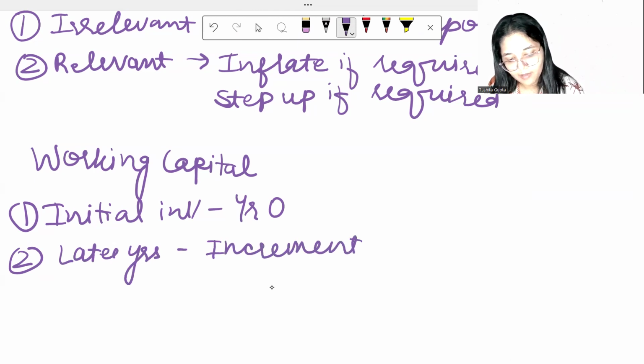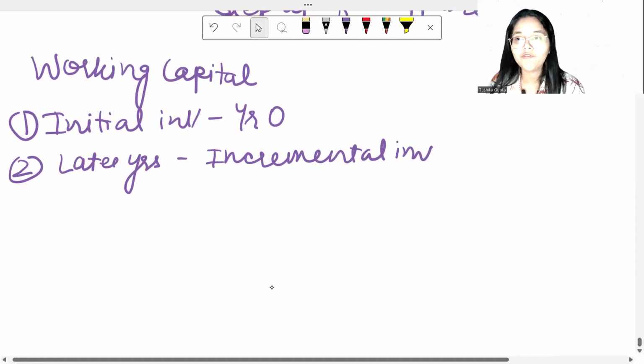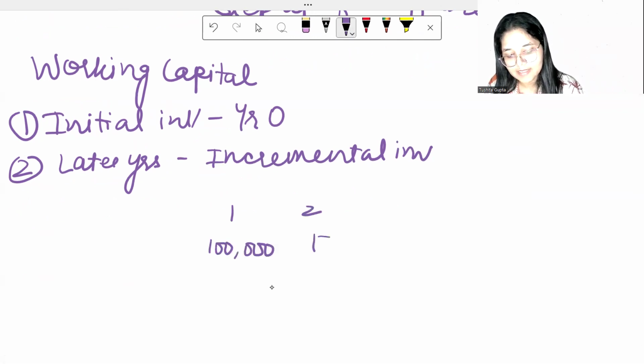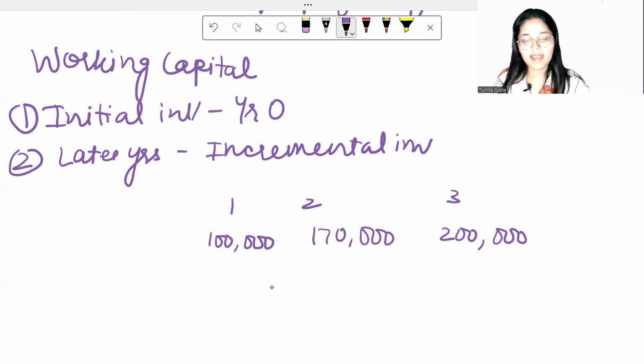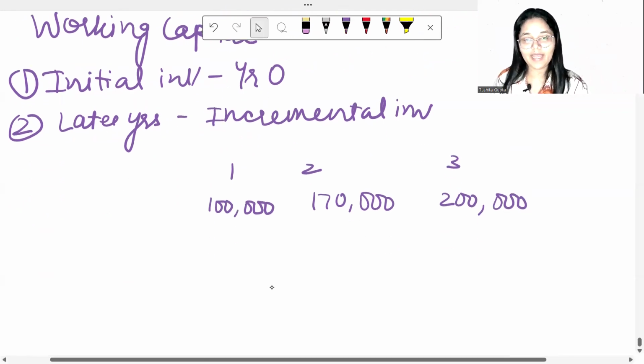What do I mean by incremental investment? Let me give you an example. Let's suppose my working capital requirement in year 1 is 100,000. In year 2, I need 170,000. And in year 3, I need, let's suppose, 200,000. So this is what my working capital requirement looks like. So how will I put it in my NPV calculation?